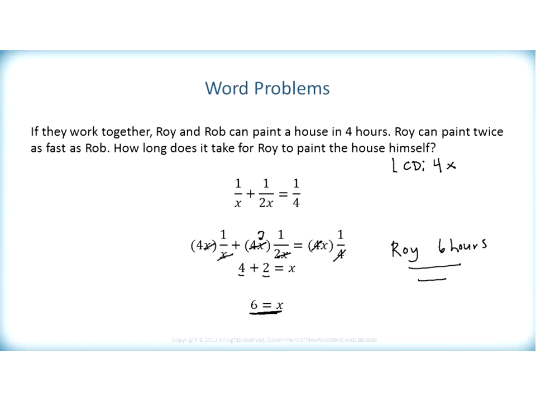Our non-permissible value is x cannot equal 0. And since our answer does not equal our non-permissible value, it is not extraneous.